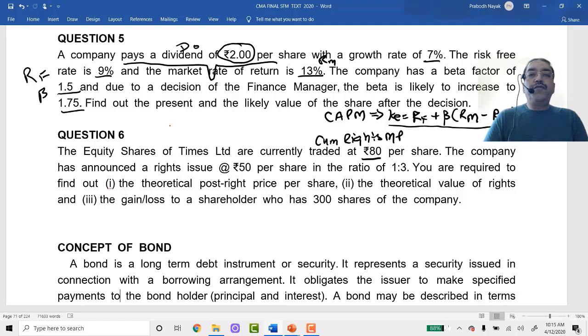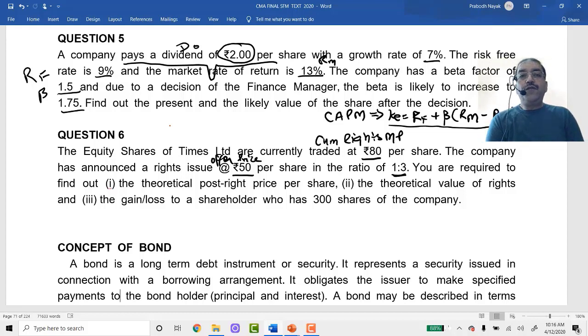Company announced a rights issue at 50 rupees per share. What is 50 rupees? Offer price. In the ratio of 1 is to 3. 1 is to 3 ratio means for every 1 share, we are giving 3 shares. So if you are having 1 share with you now, you will get 3 additional shares. You are required to find out theoretical post-rights price, theoretical value of rights, and the gain or loss to a shareholder who has 300 shares of the company.